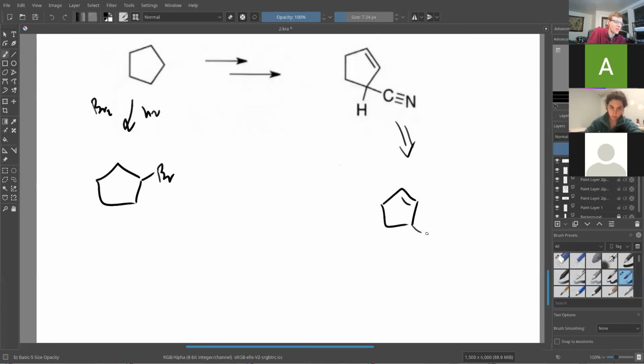So we want to take the structure that we have right before it, and we want to have some leaving group, and then we'll give it sodium cyanide. Okay, and that'll do SN2. You could write SN2 underneath it if you really want, but you don't have to.